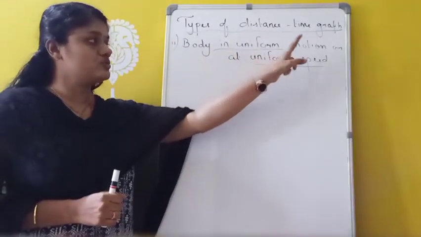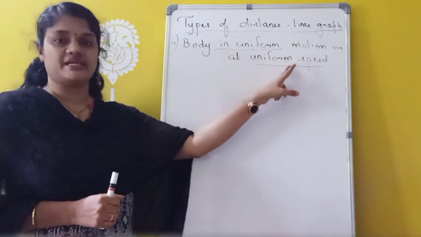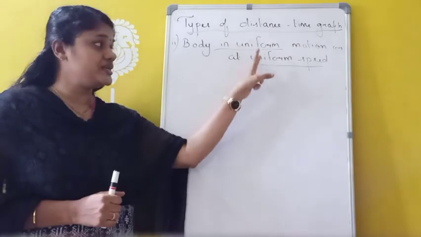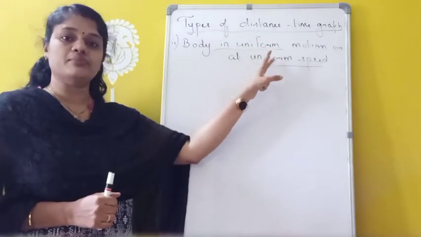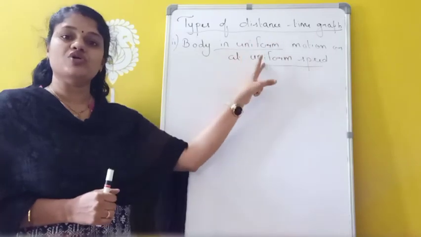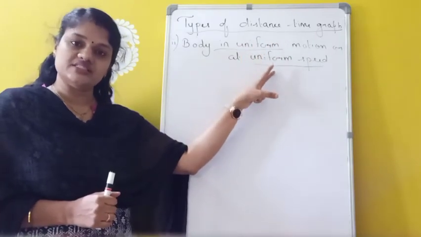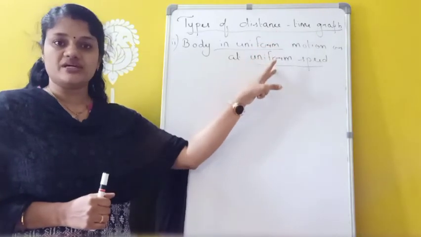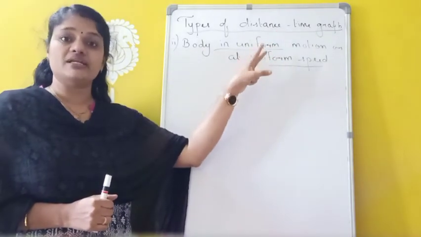Now second one. Body in uniform motion or at uniform speed. So we have to draw a distance time graph for a body in uniform motion, or we can say body at uniform speed. So what is uniform motion? If a body covers equal distance in equal interval of time, that is called uniform motion.